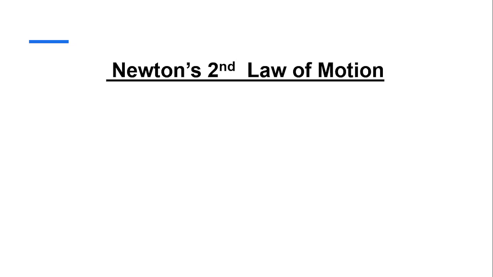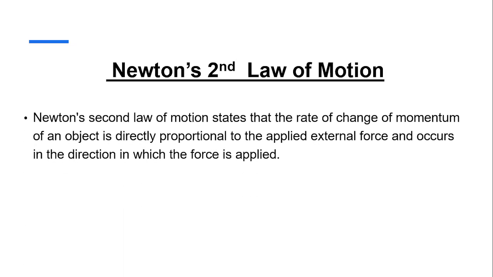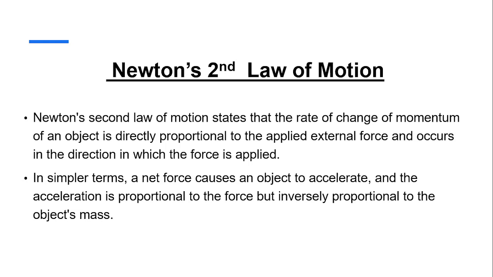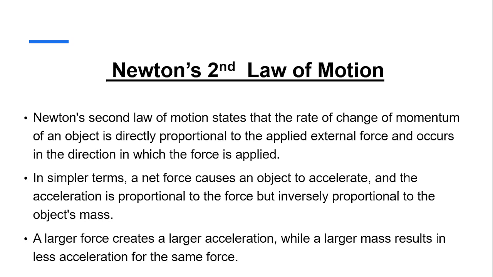So the second Newton's law of motion states that the rate of change of momentum of an object is directly proportional to the applied external force, and it occurs in the direction in which the force is applied. In simple terms, you can say that a net force causes an object to accelerate, and the acceleration is proportional to the force, but inversely proportional to the object's mass. A larger force creates a larger acceleration, while a larger mass results in less acceleration for the same force.